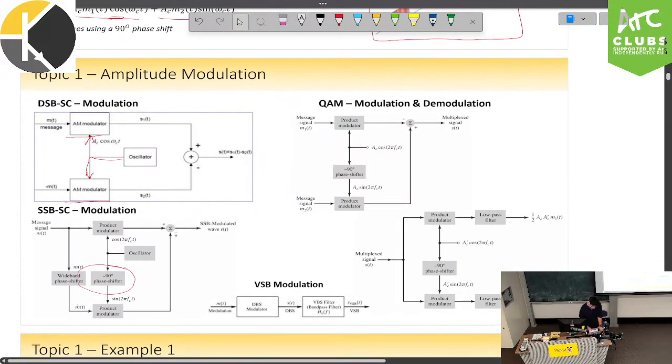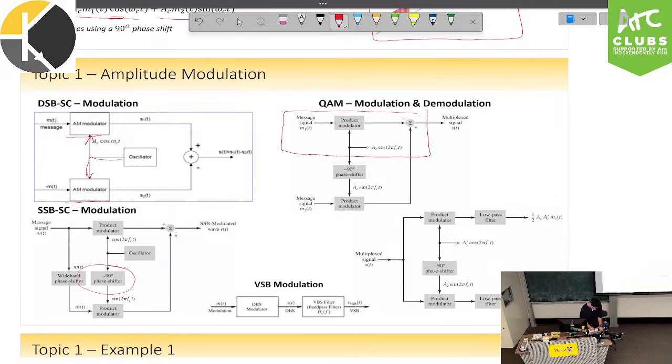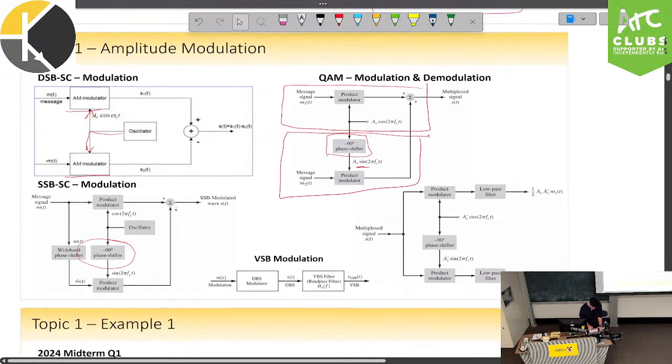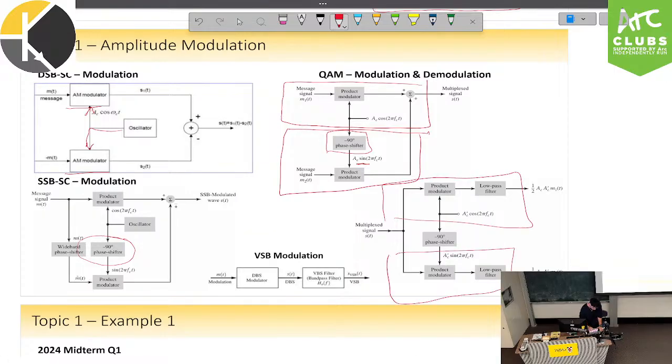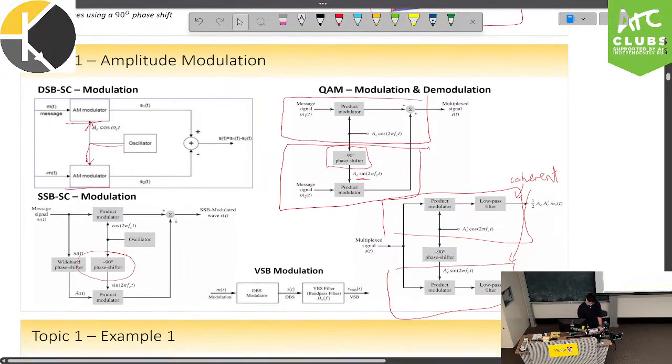With QAM, QAM is essentially 2 DSB modulations, but one of them is with respect to a sine because of this 90-degree phase shift. And when you're demodulating QAM, you will find that you essentially have 2 coherent detectors. So these are each coherent. And these will be 90 degrees out of phase because our 2 messages are 90 degrees out of phase.